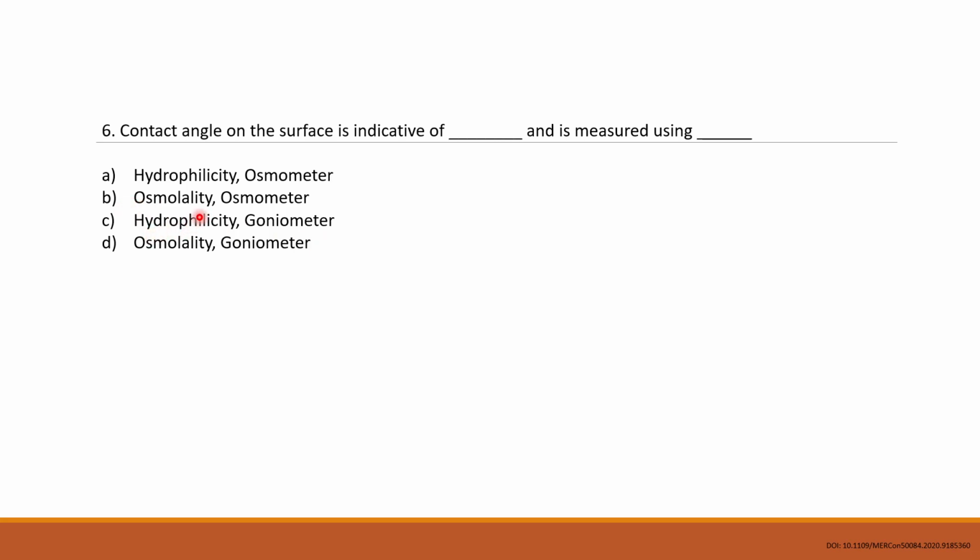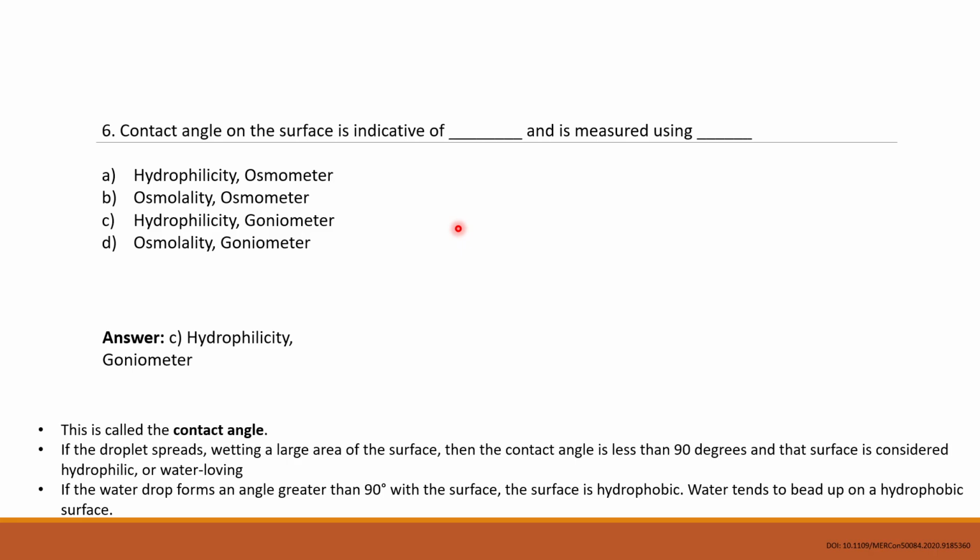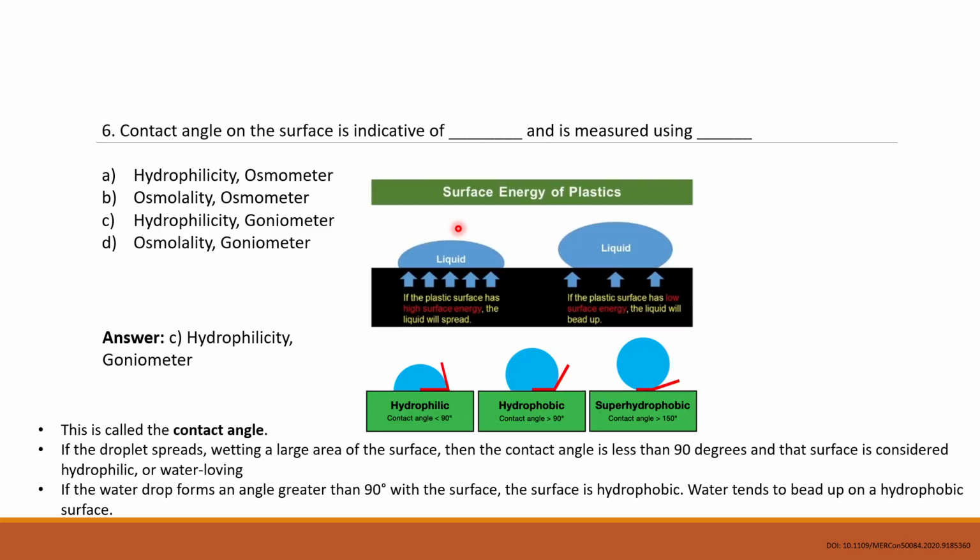So hydrophilicity is the property that is measured using contact angle on the surface, and the instrument that measures it is called a goniometer. So what is a contact angle? You can see in the image, when a liquid falls on a plastic surface or any solid surface, every liquid droplet will attain a particular shape. Based on that shape, it will have a contact angle.